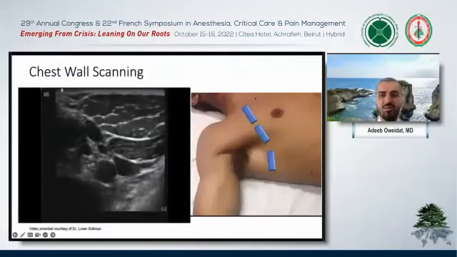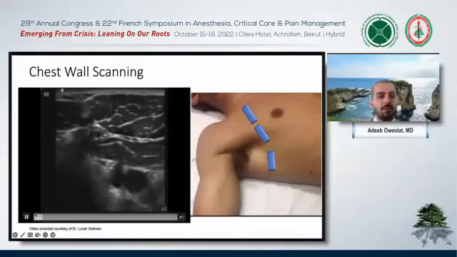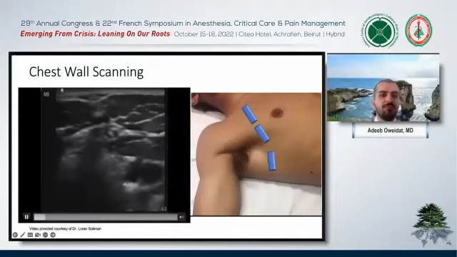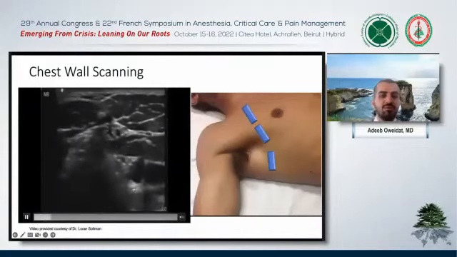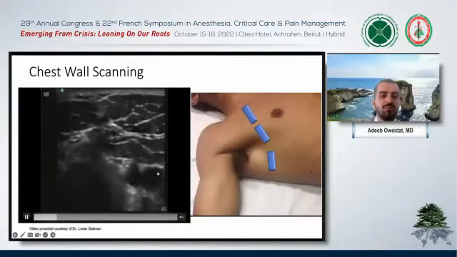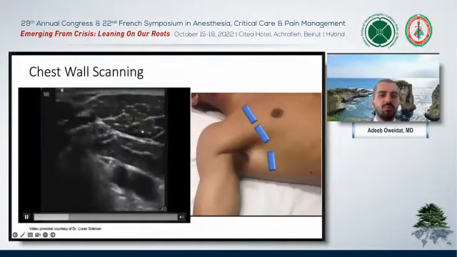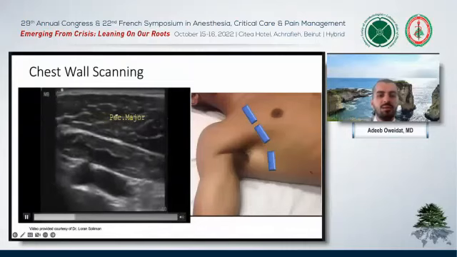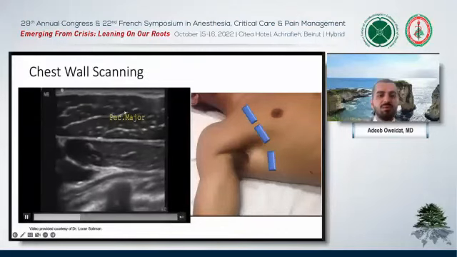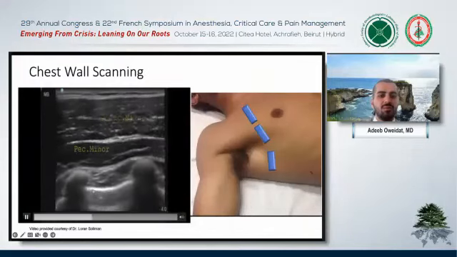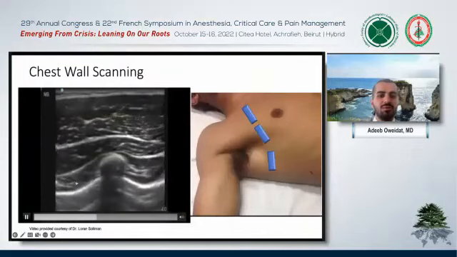So as I said, we go into the infraclavicular area, and you will see the axillary artery and the lateral, posterior and medial cords, and the axillary vein. And this is the pectoralis major muscle. And then you will tilt the probe more medially. You will start seeing the pectoralis major, the pectoralis minor, and the rib. And between the ribs, you have the pleura and the intercostal muscles.